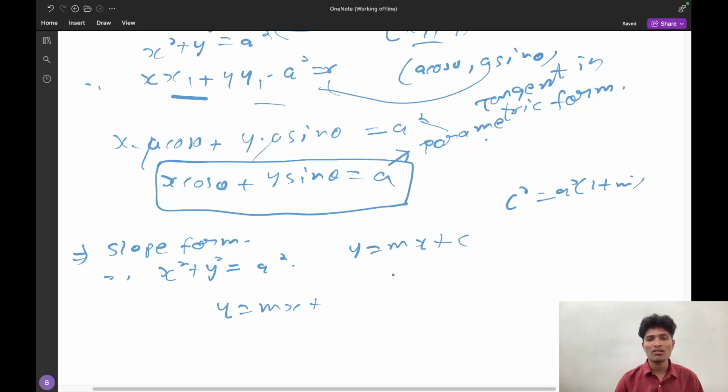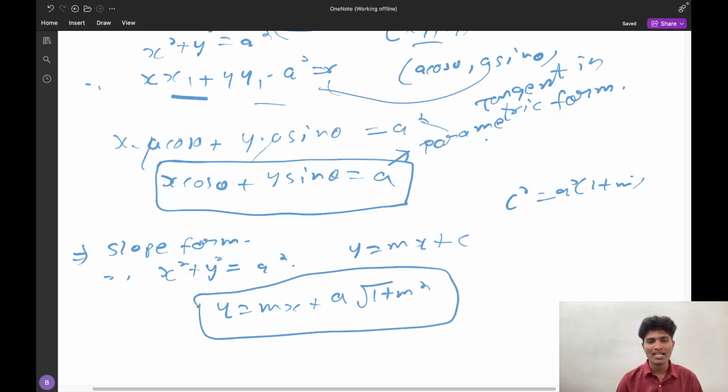So now simply substitute the value of c. c will be a root (1 plus m square). So this is the equation in the slope form, that is the tangent equation in slope form. Here m is the slope of the given line, that is the required line, and a is the radius.